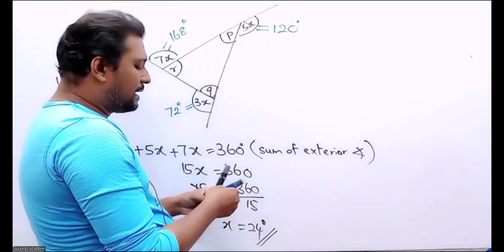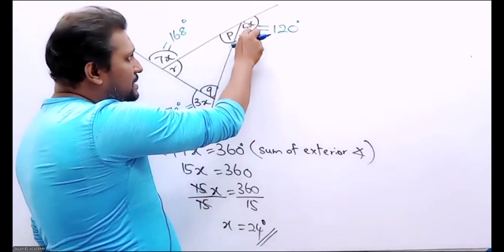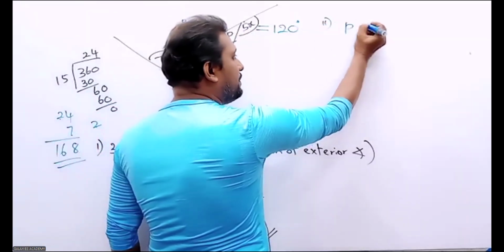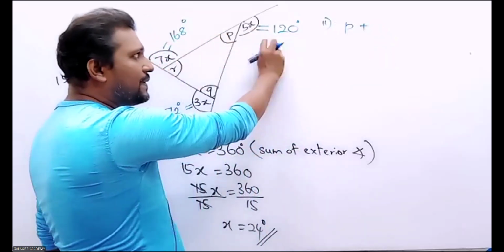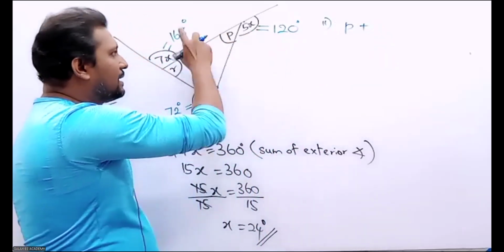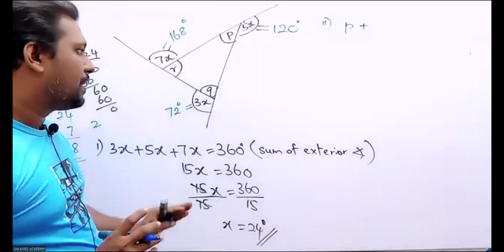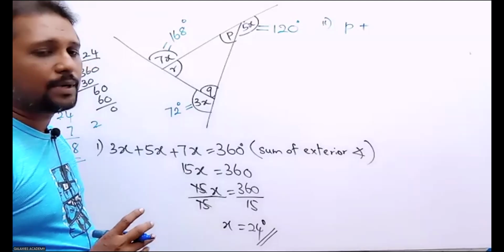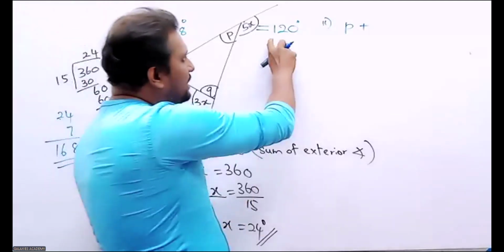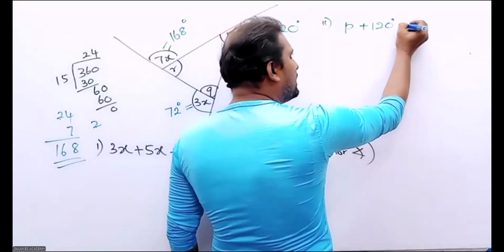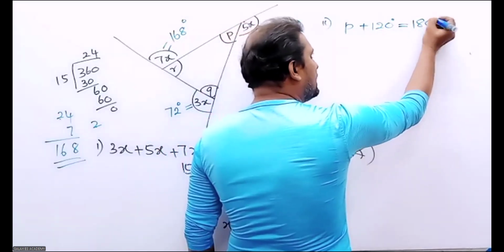So these two angles' addition should be 180 degrees. I can write it like this: P plus 5x. 5x is 120. Once we find x, we can find any of 5x, 3x, 7x. Now I substitute directly 120. P plus 120 equals 180.